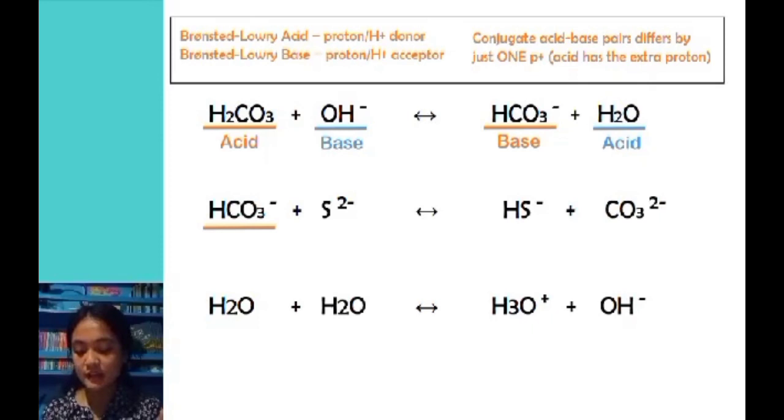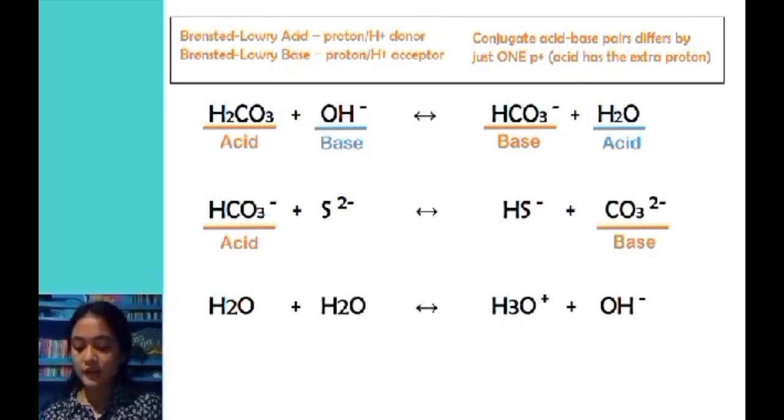HCO3 minus differs by an H plus from CO3 2 minus. So they both have a CO3, but this one has an H and this one doesn't. This one has a charge of -1. This one has a charge of -2. So they differ by an H and a charge. So since HCO3 minus is the one with the extra proton, this is the acid. Okay? And CO3 2 minus is its conjugate base.